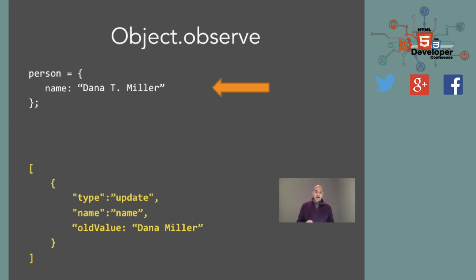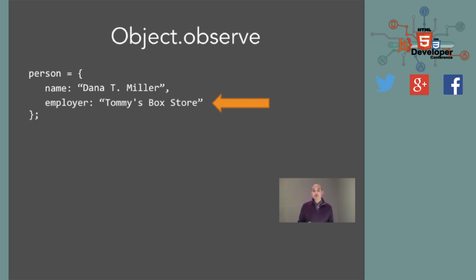Now, let's say that Dana starts working at a company, Tommy's Boxstar. Now, because we've added a property, this time our change notification is going to say that we've got a new property, and the name is employer. Now, what if I change property descriptor values, like enumerability and so on and so forth? Let's say, for example, that I made this particular property immutable, Dana T. Miller.